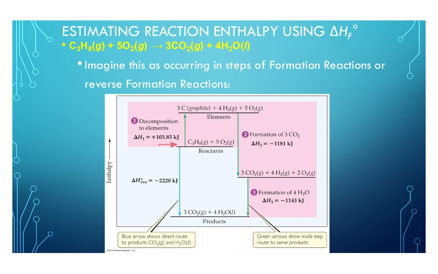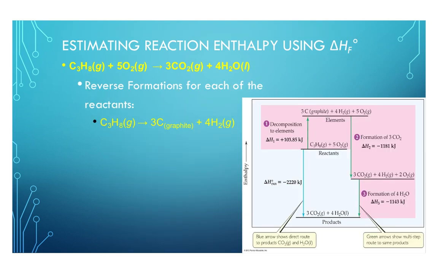The first thing we would need to do in order to form these substances over here would be to break these things down. Breaking down would be the opposite of formation. It would be decomposition. So we're going to create reverse formations for each of the reactants. What does that look like? Well, one of our reactants is C3H8, and the opposite of formation is decomposition, so that would decompose into 3 C plus 4 H2.